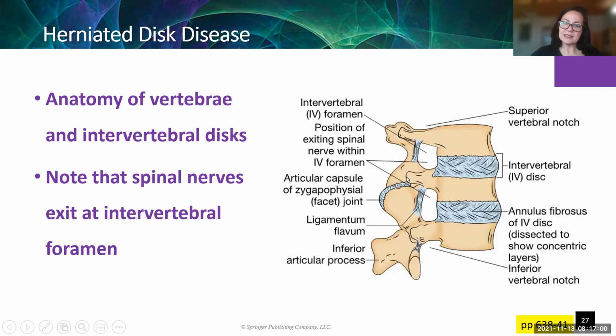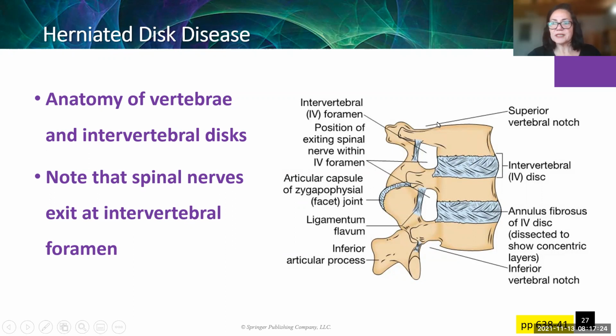Then in the back, there are processes that stick out from each other, and they articulate with each other in the back. The bodies are on top of each other. And then with these, you can get a little bit more wiggle room, the synovial joints there. We'll come back to those later also.